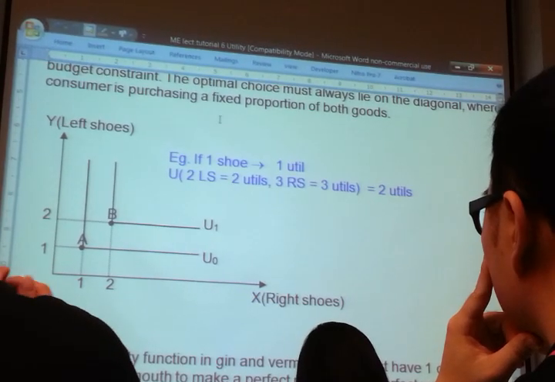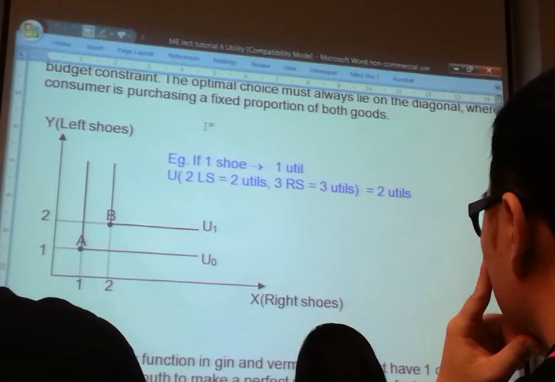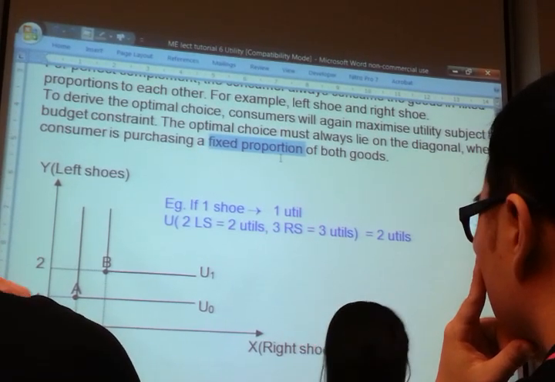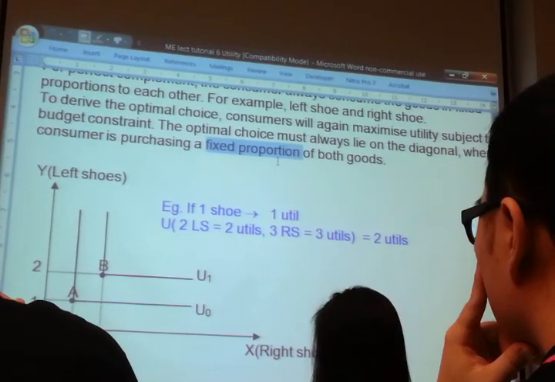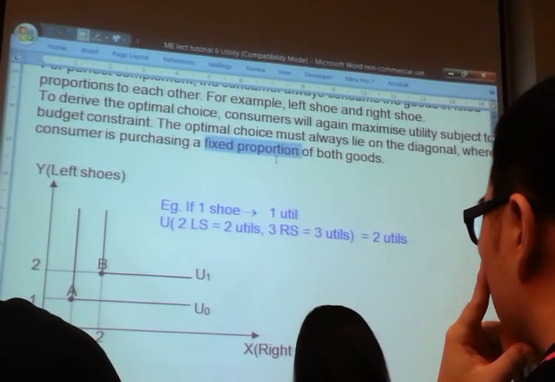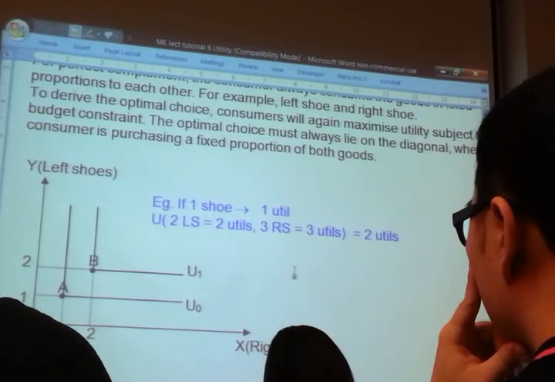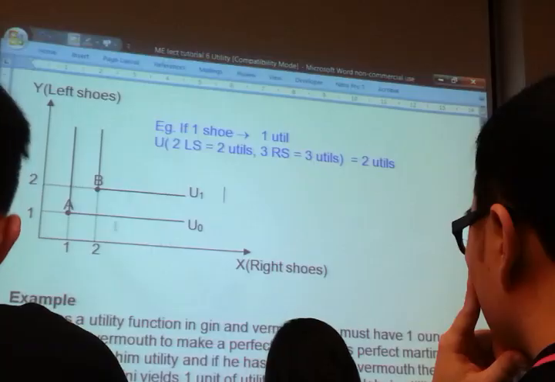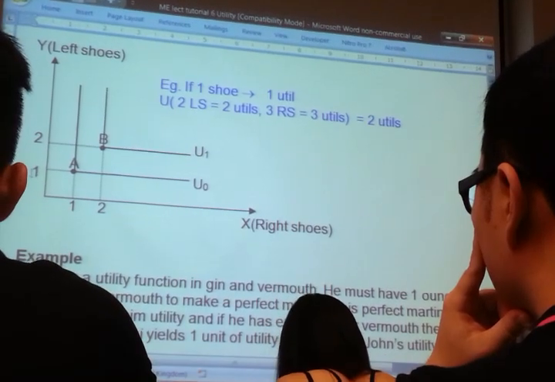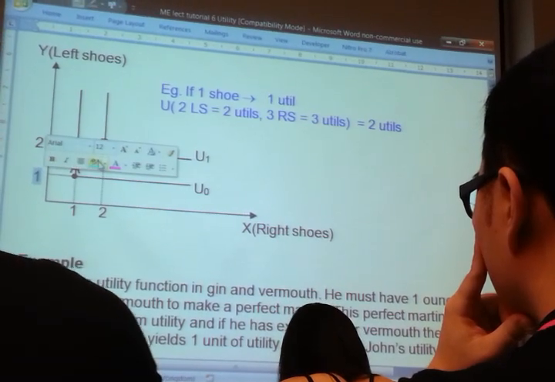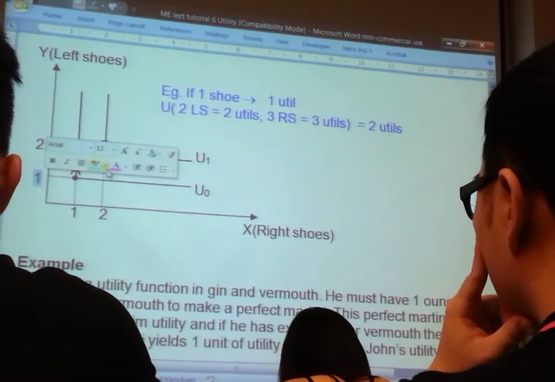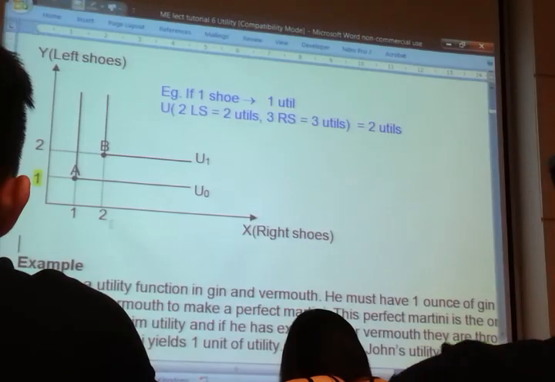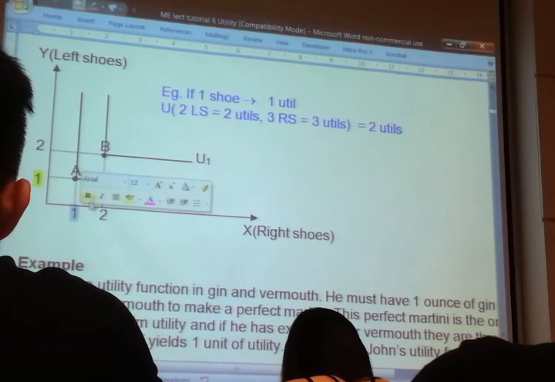Now if that's the case, it means for perfect complements, they must be used in fixed proportion. One left shoe, one right shoe. Two left shoes, two right shoes. Then that will give you utility. Right? You cannot have one left shoe and two right shoes. Now the reason why is, if you look at here, suppose you have one left shoe. Okay? Now if you have one left shoe, one root y, to give you utility, you must have one right shoe.